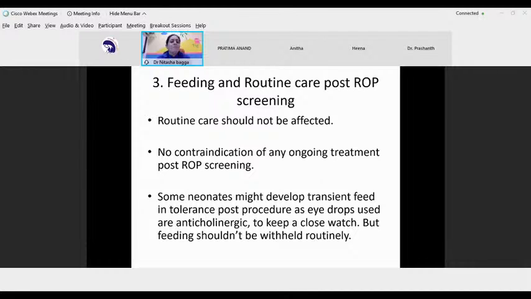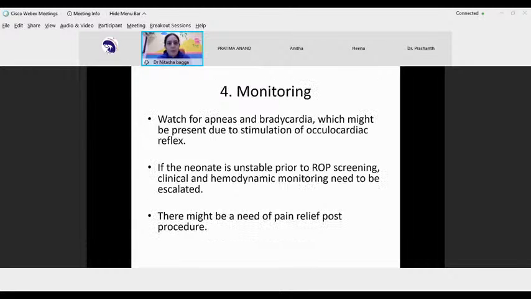But some units might develop transient feed intolerance, as Dr. Anita has also mentioned, post procedure, as the eye drops which I use are anticholinergic. So we can keep a close watch, and in our unit we don't withhold feeding, but yes, if we notice any kind of feed intolerance, we might need to hold the feeding for a while.